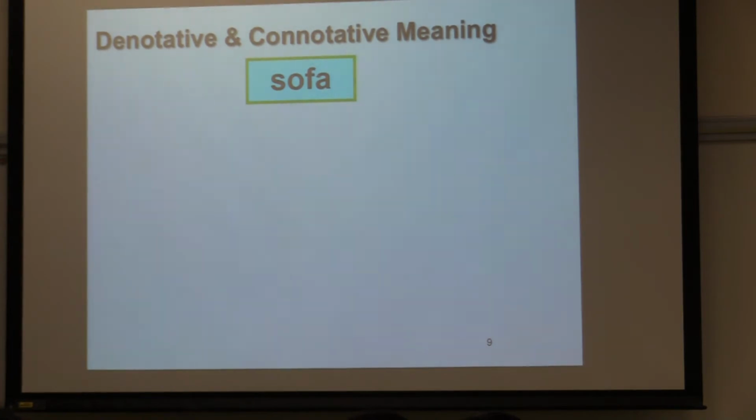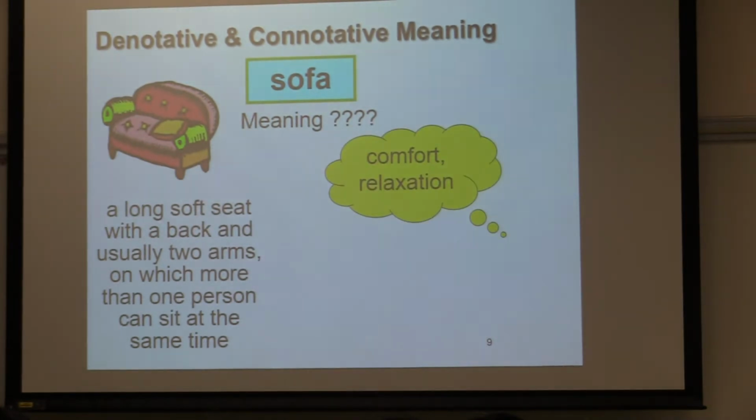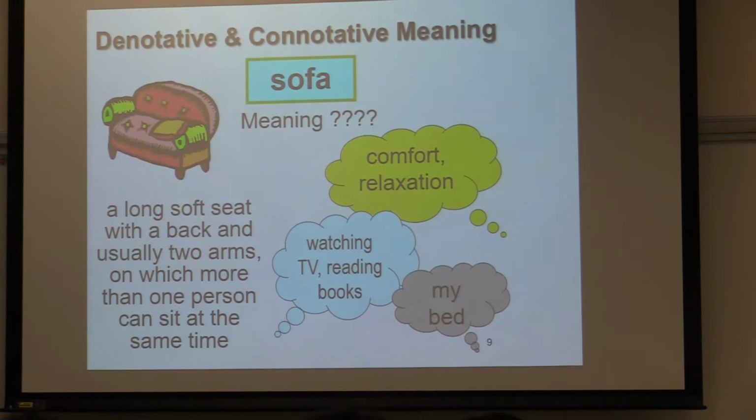For you, what are these different connotative meanings? Comfortable. What else? Comfortable, nice. So what do you do with a sofa? You lie, you relax, you read, you watch TV, right? This is a common experience, so all of you perhaps agree. Comfort, relaxation, watching TV, reading books. Have you ever slept on a sofa? Occasionally, always. Could be your bed.